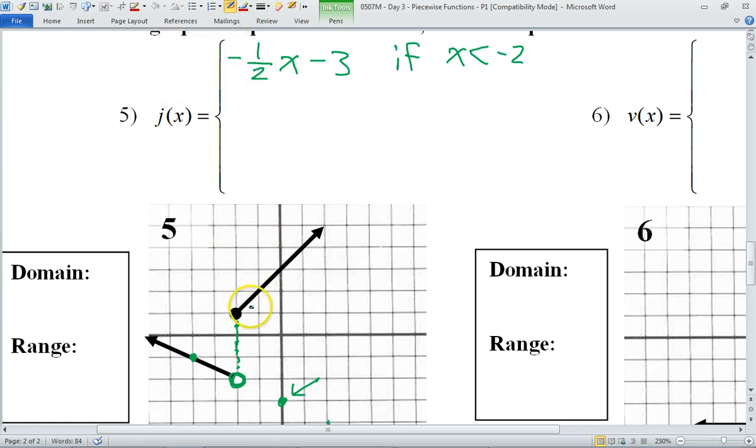Okay? Now the other part. Let's see, what's the slope of this one? 1. It's like up 1 over 1. So that's just x. Okay, what's the y-intercept of the one I just drew in red? 3. There's my y-intercept right there. So that's x plus 3. If x is greater than or equal to negative 2. They share the same cutoff value. That's how you do that. All right, we'll practice that more tomorrow. We'll have to leave it there.